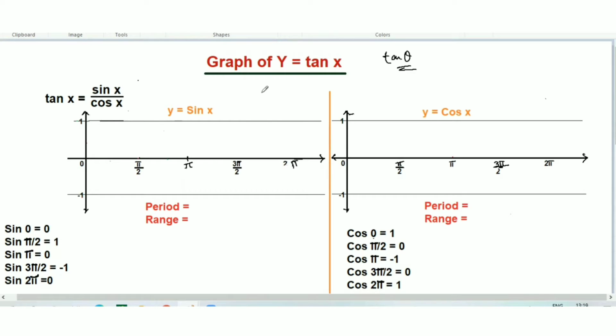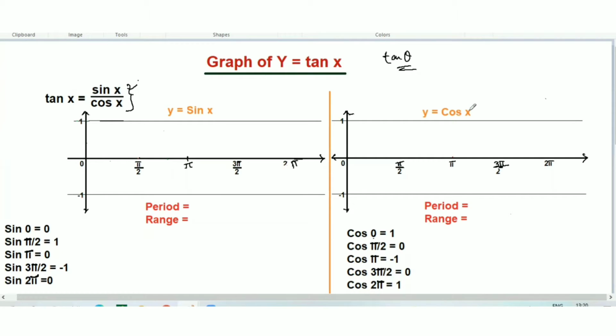So before drawing tan x or tan theta, let's recall the graph of sine theta and cos theta. So I have taken here y equal to sine x and y equal to cos x. Why do we need to recall the graph of y equal to sine x and y equal to cos x? Because the formula of tan x is equal to sine x over cos x. So first let's understand how to draw the graph of y equal to sine x and how to draw the graph of y equal to cos x.